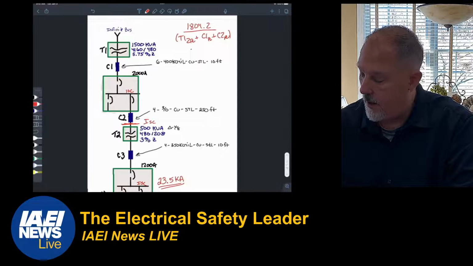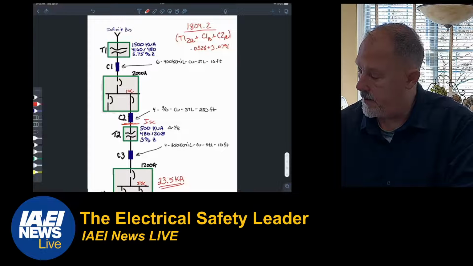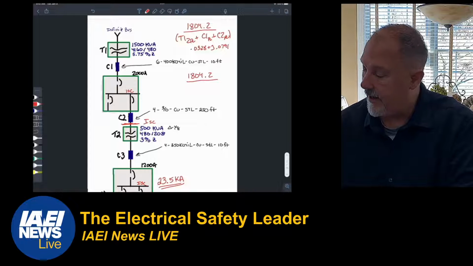Point 0328 plus j0.0791. Now, so that's 1804.2 divided by... now I have to take those and create the magnitude.